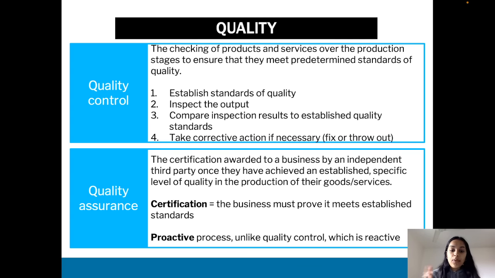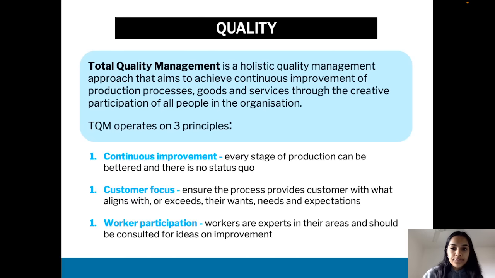And this is a proactive process, unlike quality control, which is reactive. So quality assurance is the business actually ensuring that they have the systems in place to ensure that level of quality. Whereas quality control is reactive because they just have benchmarks. They're comparing the output results to the benchmarks, and if they find that the output doesn't meet those benchmarks, then they're taking corrective action. So that's why it's reactive.